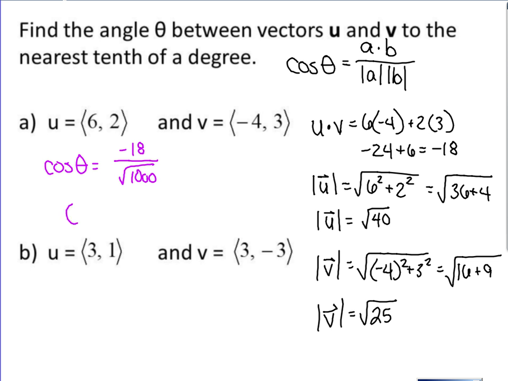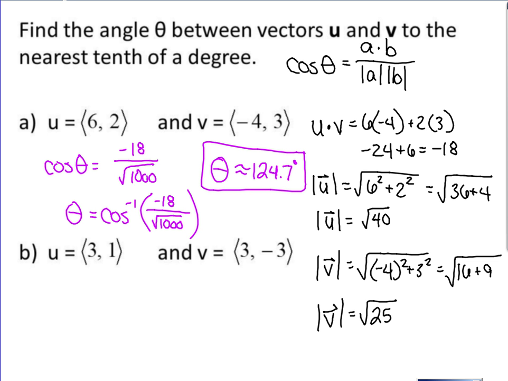Now remember, when you're looking for an angle, to get the angle by itself, you do the inverse of your trig function. And we're going to get that theta is approximately 124.7 degrees.